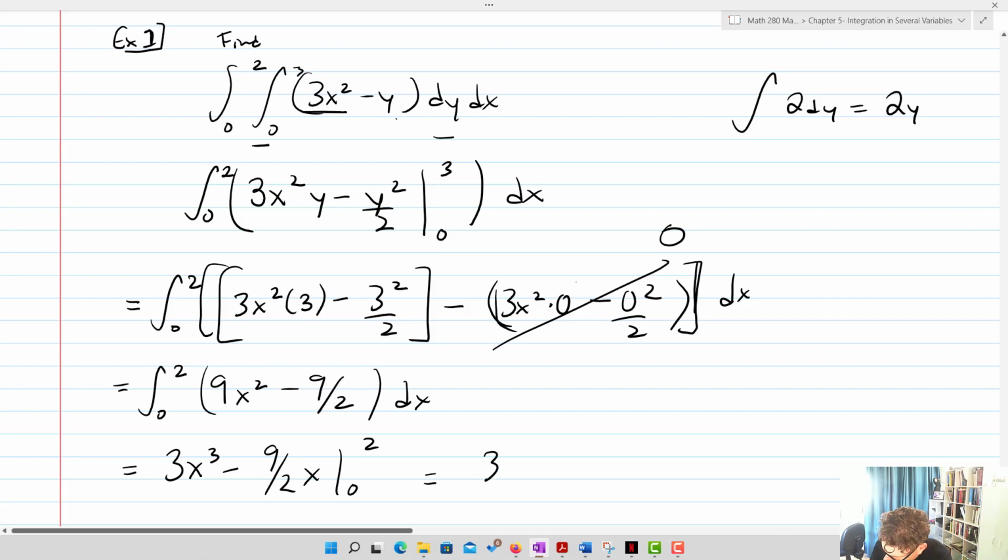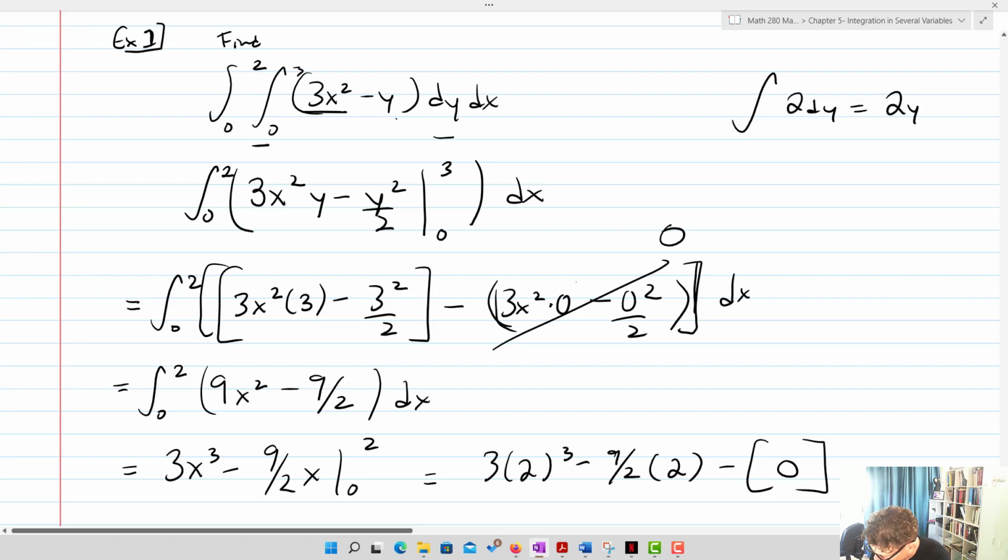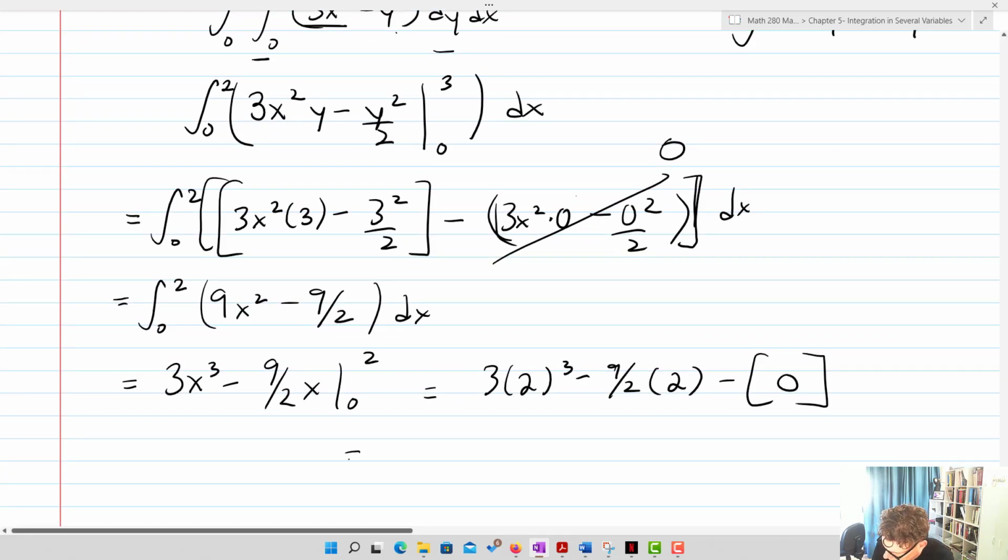So this will become 3 times 2 cubed minus 9 over 2 times 2, minus, and then this is just zeros because they're both going to be evaluated at 0. And so this ends up equaling 3 times 8, that's 24, minus 9, and that equals 15. Awesome. All right, so that gives us an example of how we're going to roll with an iterated integral.